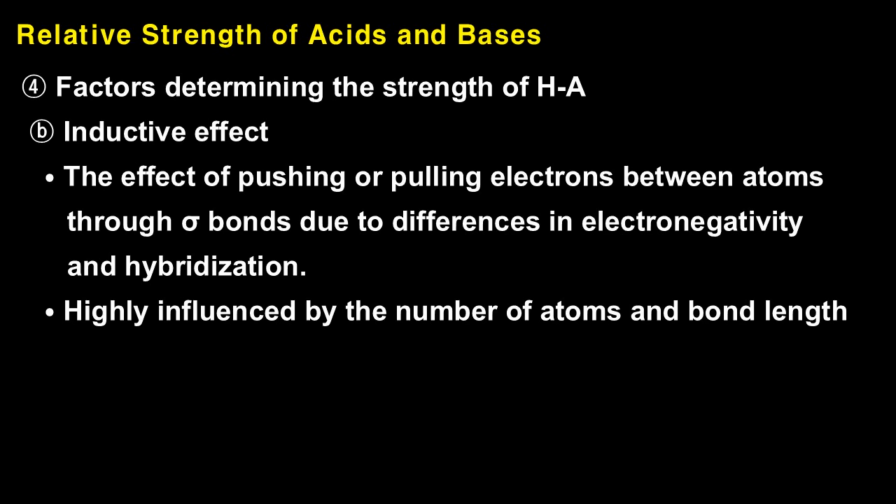Now let's talk about the inductive effect. This refers to how atoms can donate or withdraw electron density through sigma bonds. Electronegative atoms, like fluorine or chlorine, tend to pull electron density away from nearby atoms, and when that happens, it helps stabilize the conjugate base. A more stable conjugate base means a stronger acid.